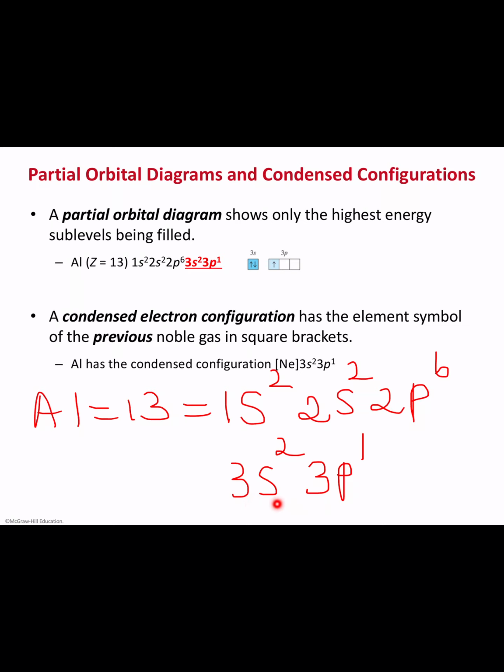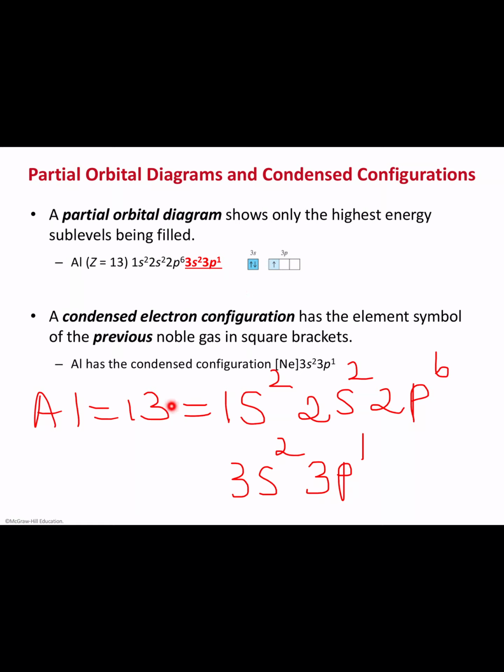So always the highest energy level is the highest s and p level, in this case 3s2 and 3p1. So you can draw an orbital diagram just showing the highest energy level, which is 3s has 2 electrons and 3p has 1 electron. We call that the partial orbital diagram, showing only the highest energy sublevels being filled.